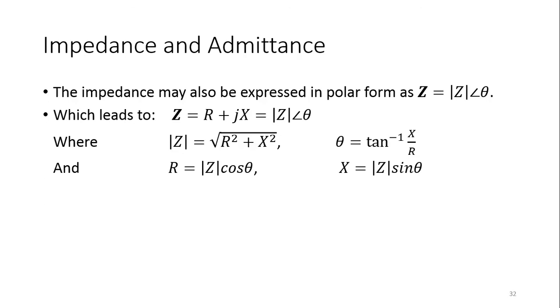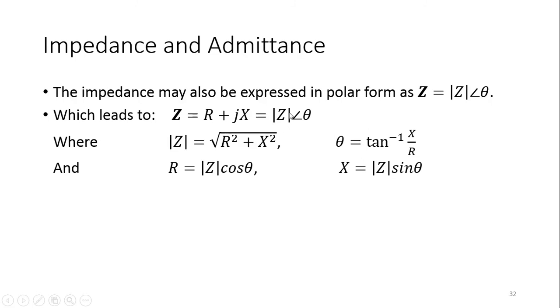Impedance and admittance. The impedance may be expressed in polar form because it's a complex number, so every possible representation or expression for a complex number also applies here. So we can express them in polar form, in rectangular form, or in exponential form. Any conversion can be done like with complex numbers.